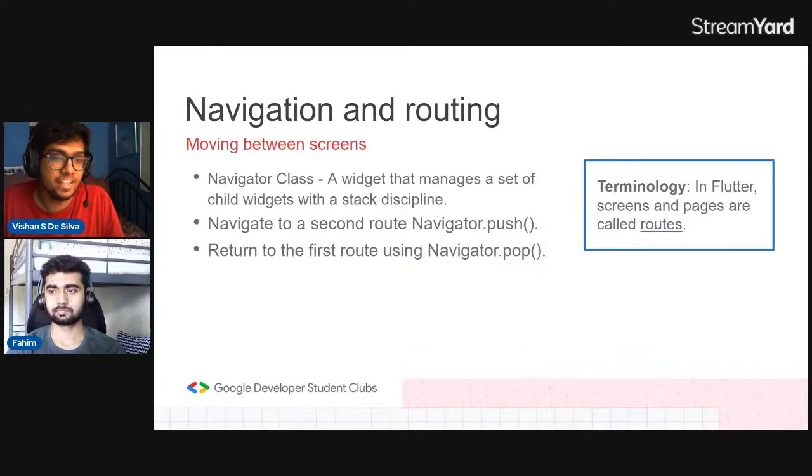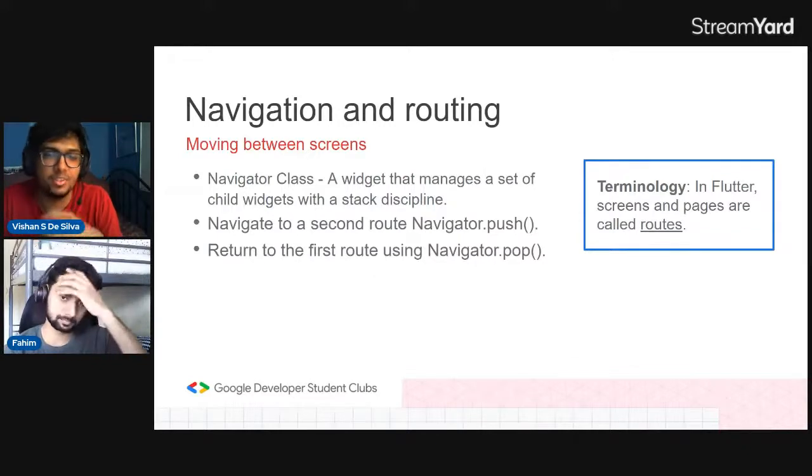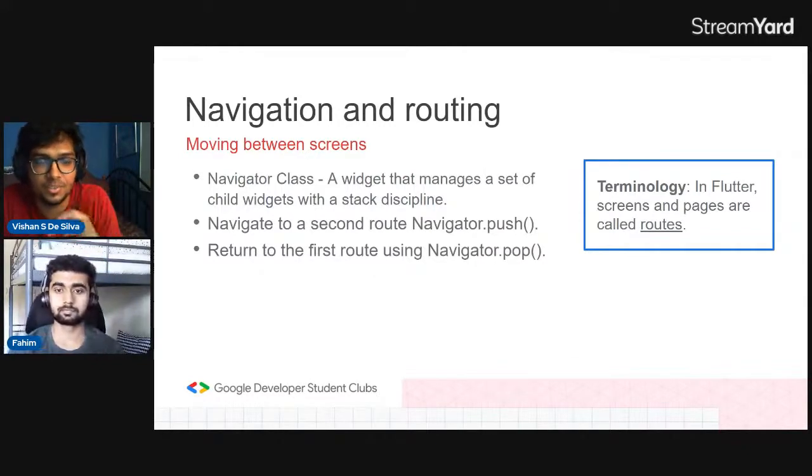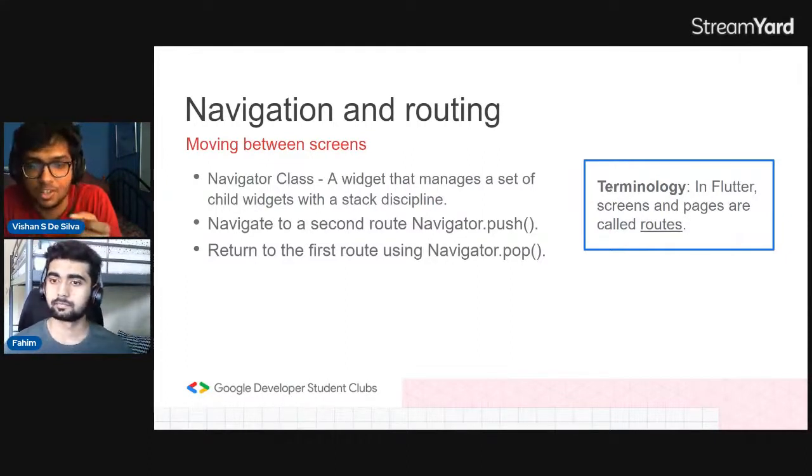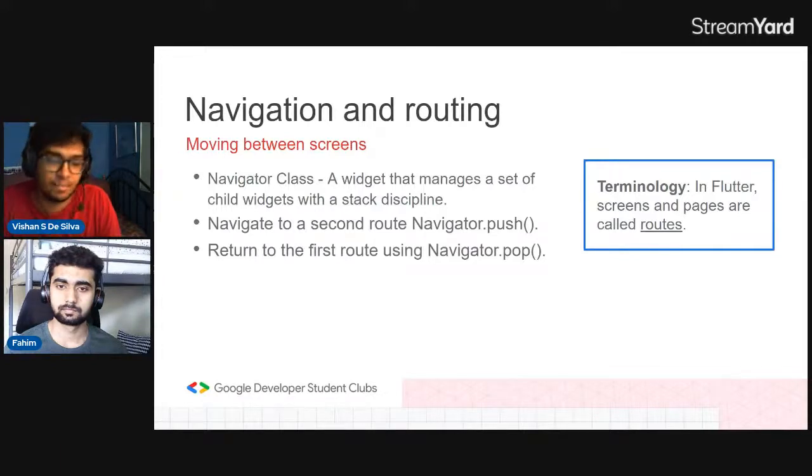So navigation and routing. Let's say you want to move to a different screen, right? How would you do that? That's where the Navigator class, which is also a widget, would come into use. Basically, it manages a set of child widgets which have a stack-like discipline. In Flutter terminology, you call screens and pages routes. So that's how you categorize them. For example, if you want to navigate to a second route, you call Navigator.push, and if you want to go back to the first route, you call Navigator.pop. So you can see how it works like a stack.